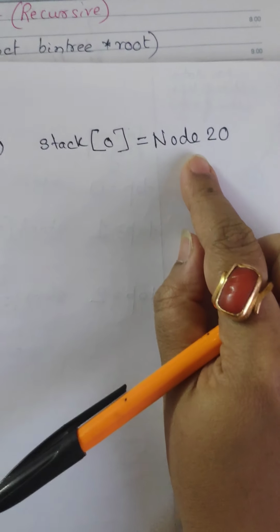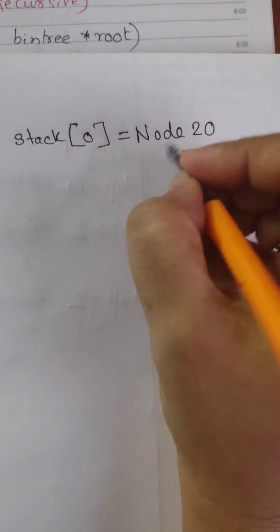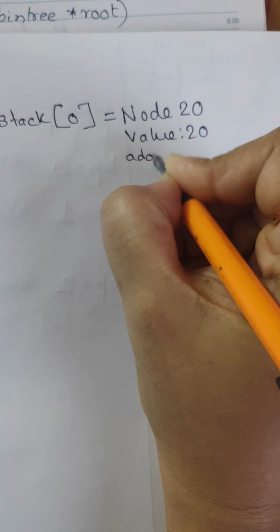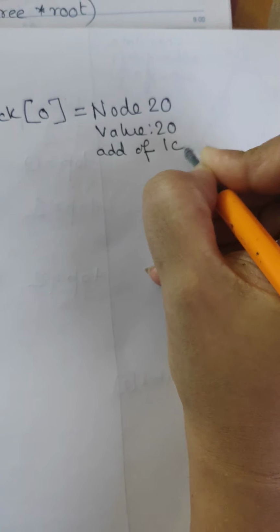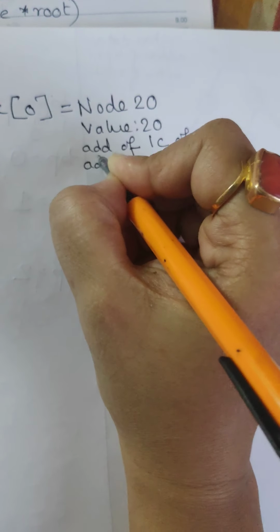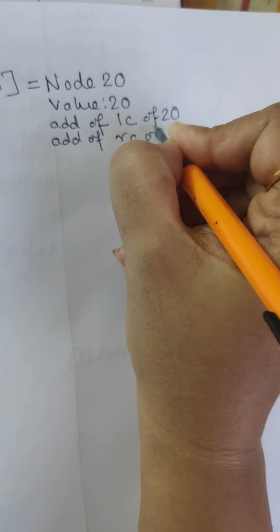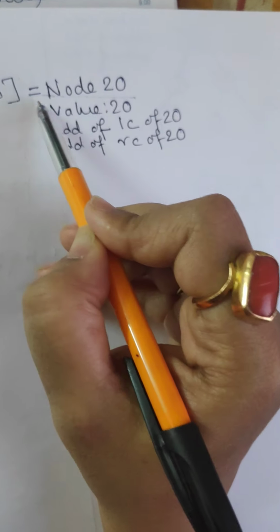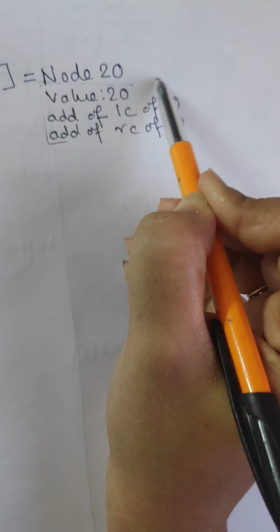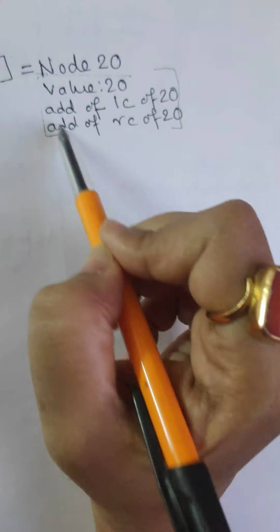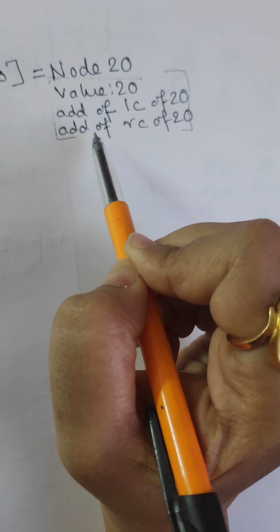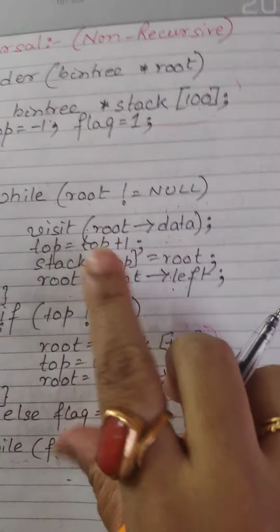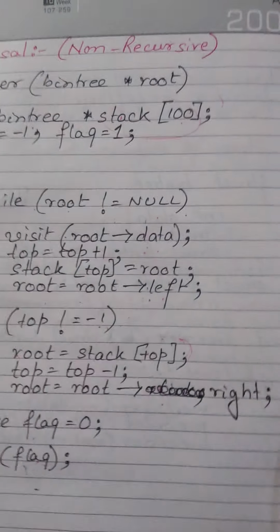Now when you are storing the node 20, it actually means you are storing the value 20 and you are storing the address of the left child of 20 and the address of the right child of 20. So when you are storing the node 20, you are storing the value, the address of the left child and the address of the right child. All these three pieces of information in your stack. Clear? Now, next line.